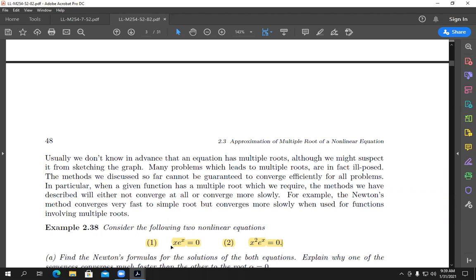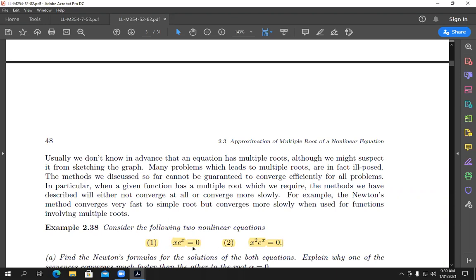This is a 1 minute problem. I gave them this problem in the exam. We are given these 2 nonlinear equations. This is nonlinear, this is nonlinear. Yes, both are nonlinear.